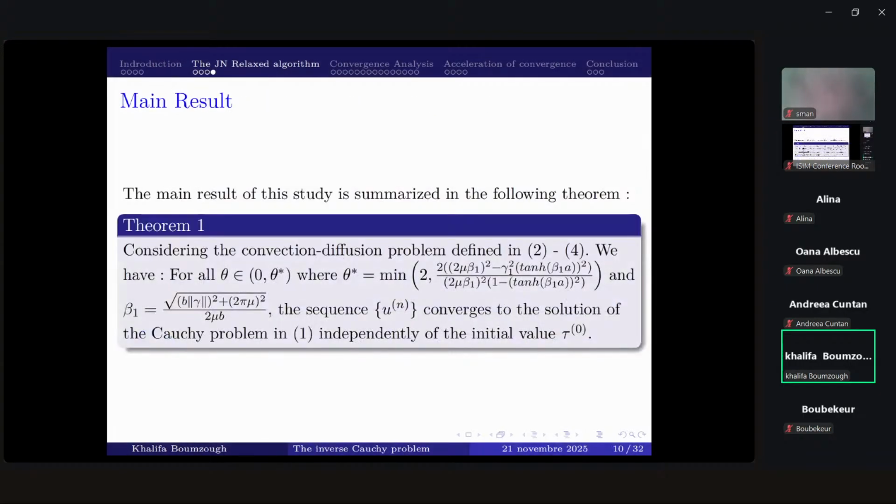So the main result of this study is summarized in the following theorem. Consider the convection diffusion equation defined in equation 2, iterate 4. Then the sequence Un converges to the solution of the Cauchy problem in equation 1, independently of the initial value U0, if for all theta between 0 and theta star, where theta star equals this formula.